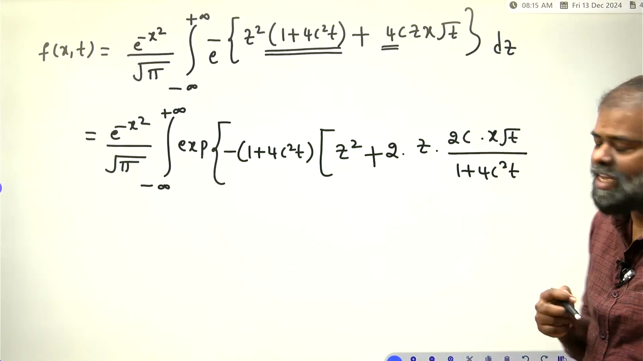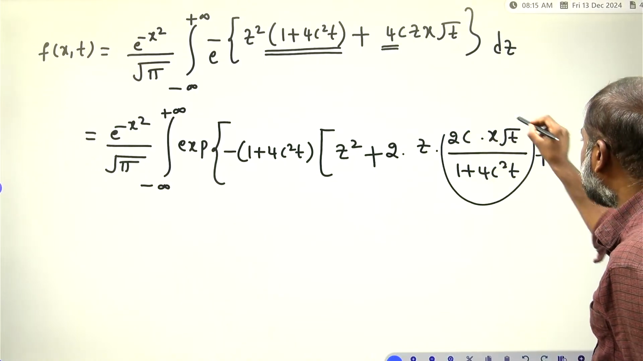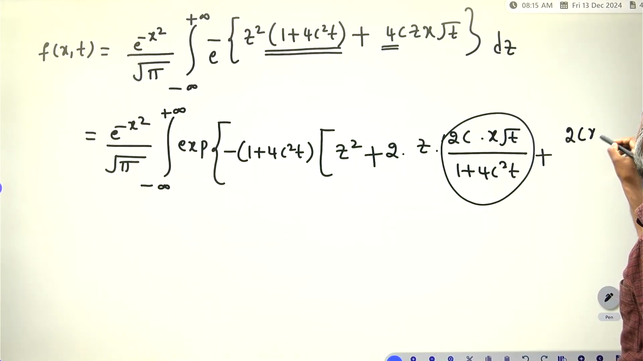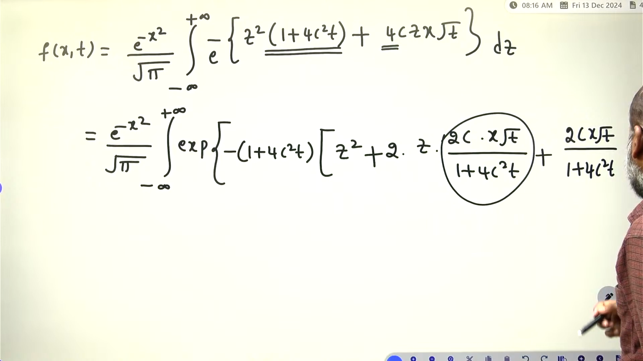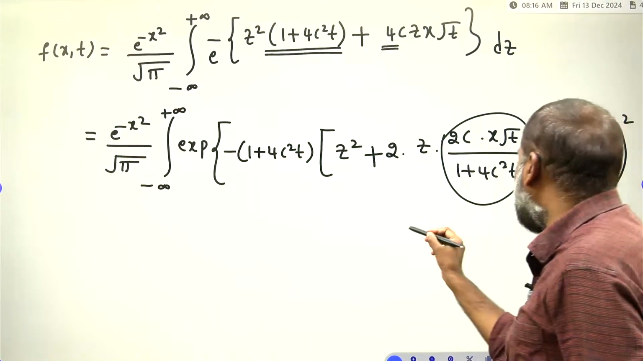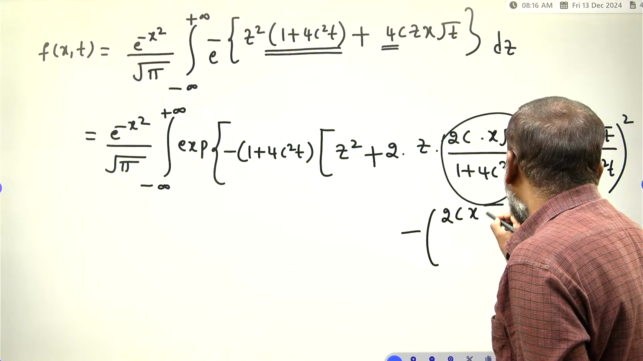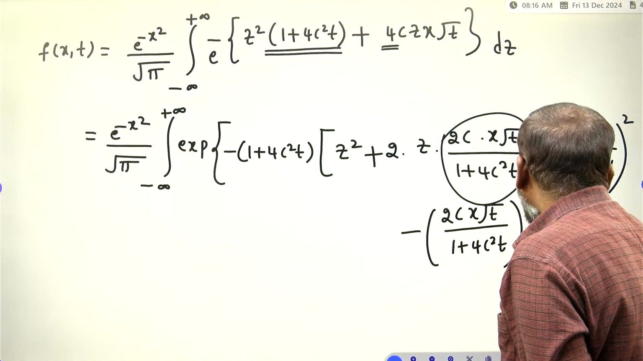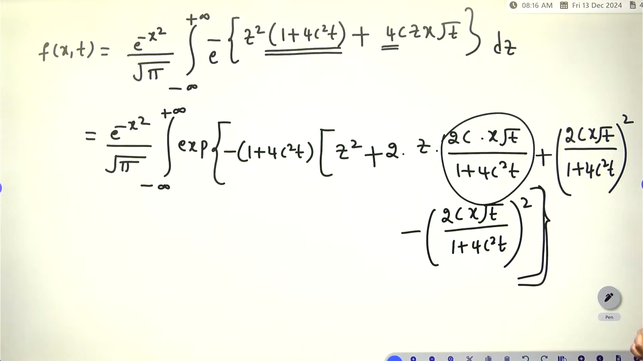Again I have to change. You have to add. So which one do you have to add? This one you have to take as a b. So you have to add it: 2cx root t divided by 1 plus 4c square into t, whole square. You have to add the term and you have to subtract the term. So what do you have to subtract? The same term you have to subtract: 2cx root t divided by 1 plus 4c square t, whole square. You have to subtract. This is the, so I am rearranging the term. How am I rearranging?